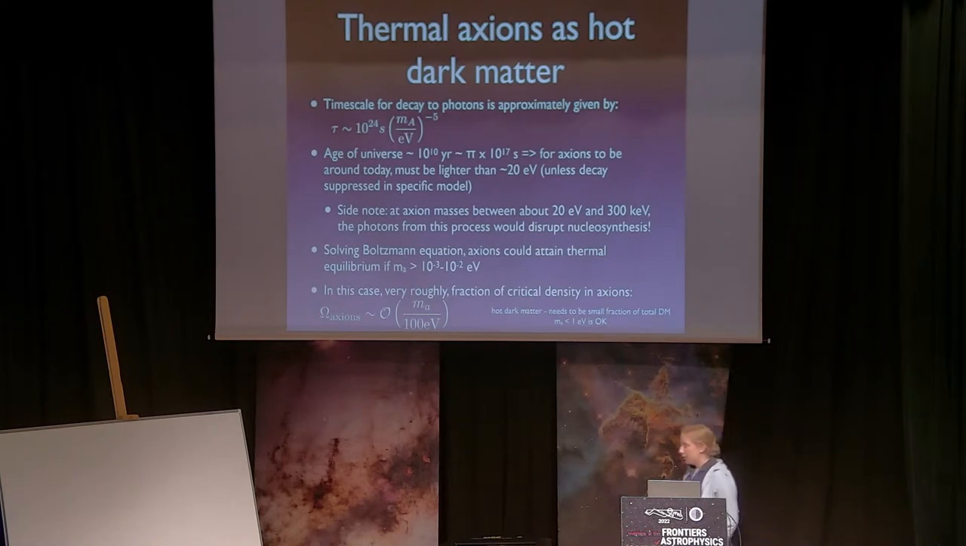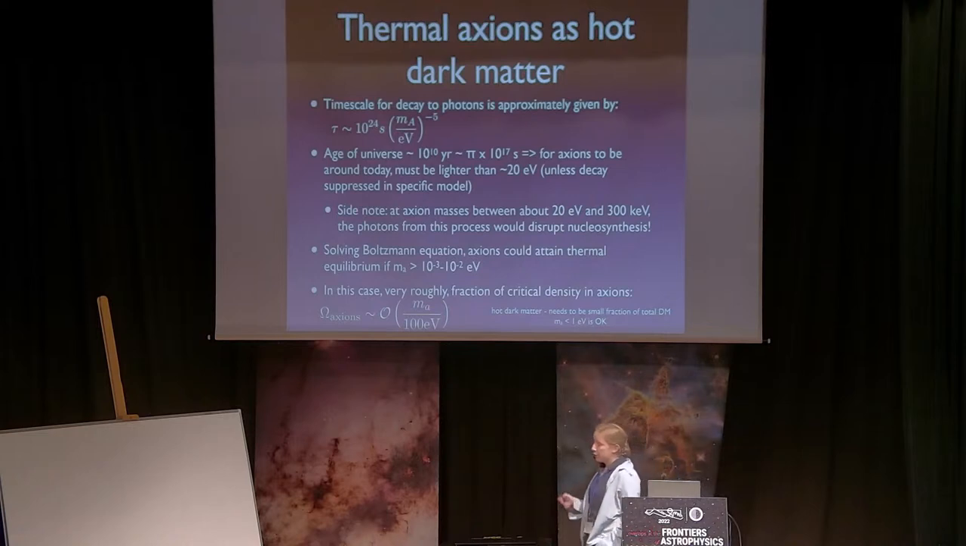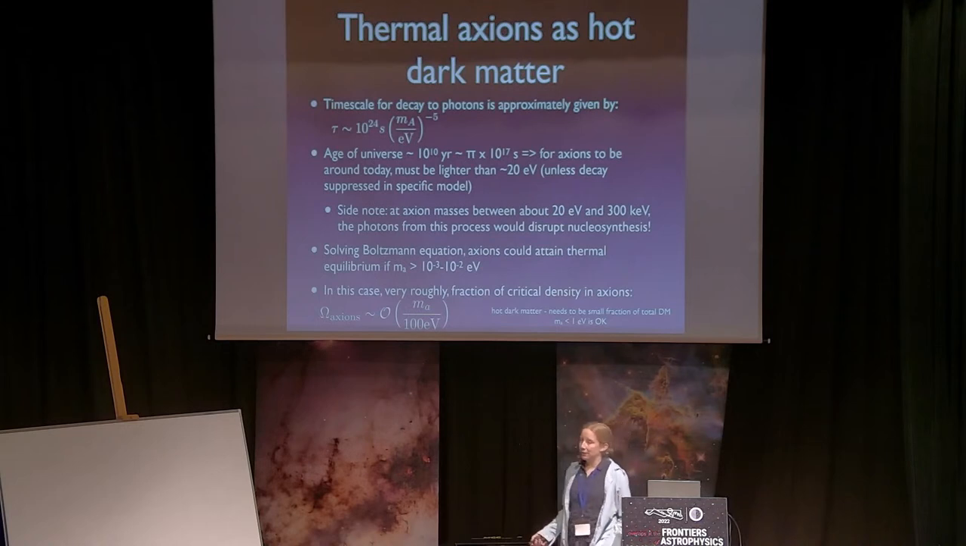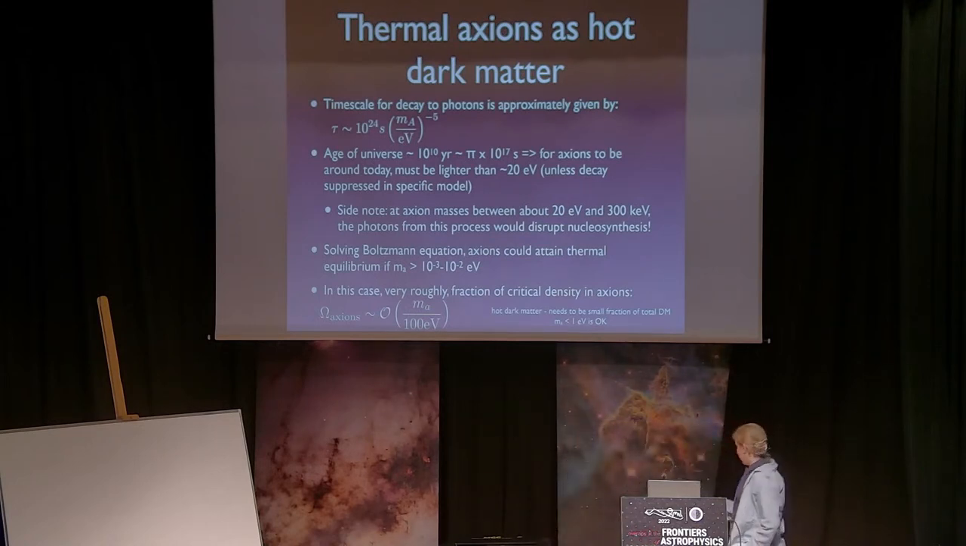So that's the decay question. We need axions to be lighter than about 20 eV to be long-lived enough to potentially still be around today. Then we have this other condition that if the axions are too strongly coupled, they'll come into thermal equilibrium with the standard model. Solving the Boltzmann equation, we find that they could attain thermal equilibrium in the early universe if the axion mass was greater than about 10 to the minus 2 to 10 to the minus 3 eV.